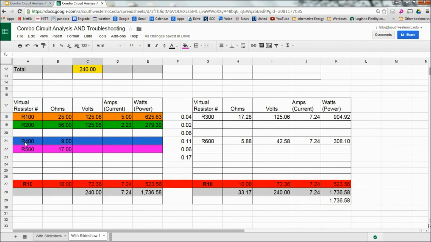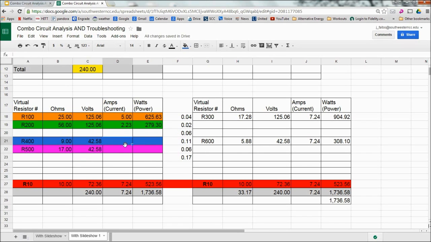So we know that R400 is in parallel with R500. And that's where we got this R600 virtual. And there's our voltage drop that we figured out. This was our simplified series circuit, remember? So if I know the voltage drop, and I know these two are in parallel, that means the voltage is the same across those two. So I'm going to tell this cell I want you to equal whatever's calculated here. And I want you to equal whatever's calculated here.